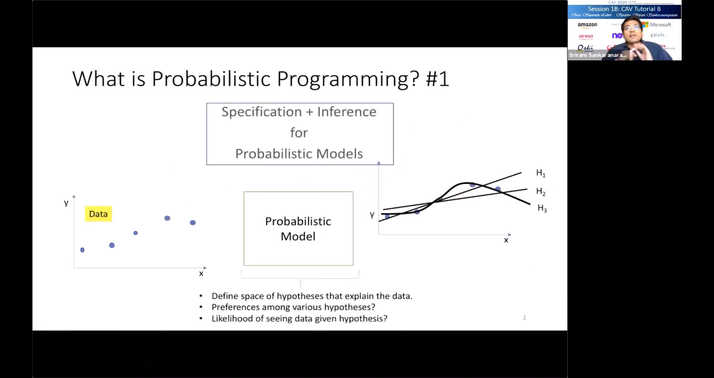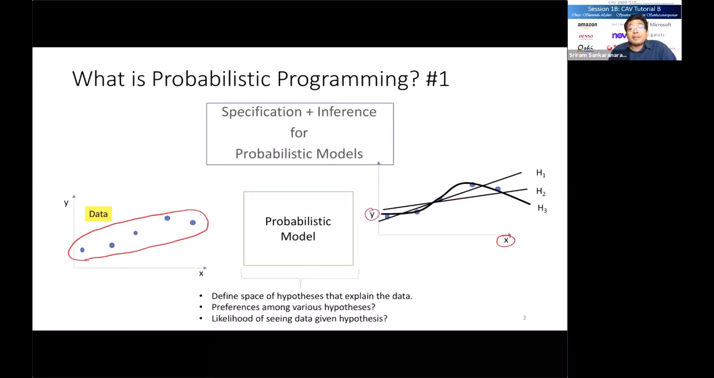So now to something more serious. What is probabilistic programming? Well, the tagline is: probabilistic programming is a means for specification and inference for probabilistic models. So what are probabilistic models? Well, it's a form of machine learning, and fundamentally you are given some data, and you would like to explain away this data. And the way we explain data is by coming up with a model. And the model says, how does the independent variable X give rise to the dependent variable Y?